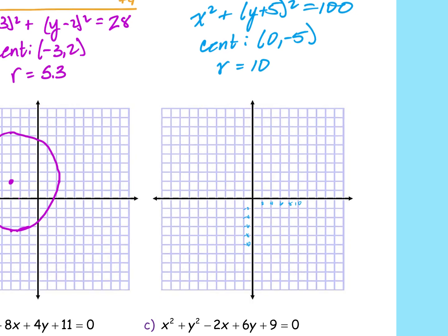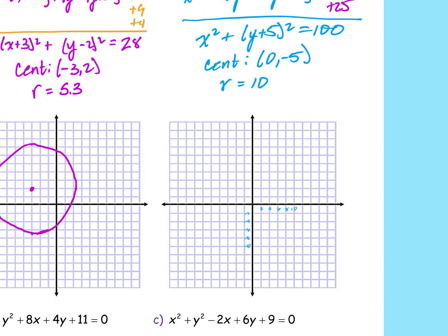2, 4, 6, 8, 10, negative 10. Okay, so I've changed my scale. My center is 0, negative 5. And 2, 4, 6, 8, 10. Okay, so there we go. There's my circle.